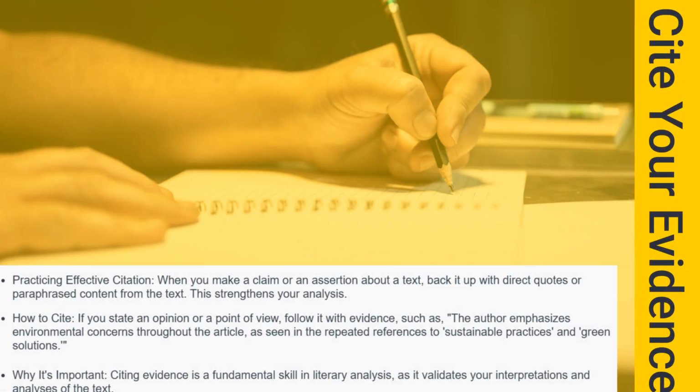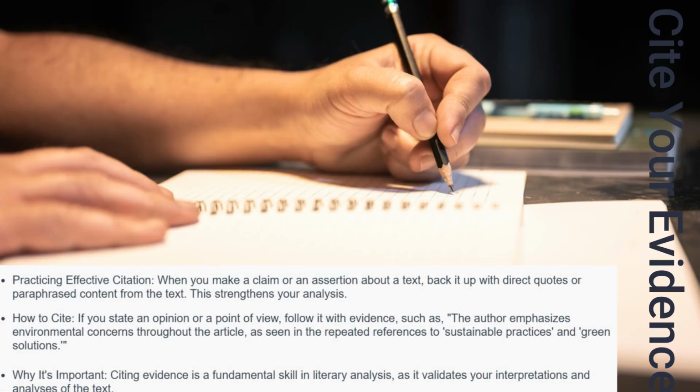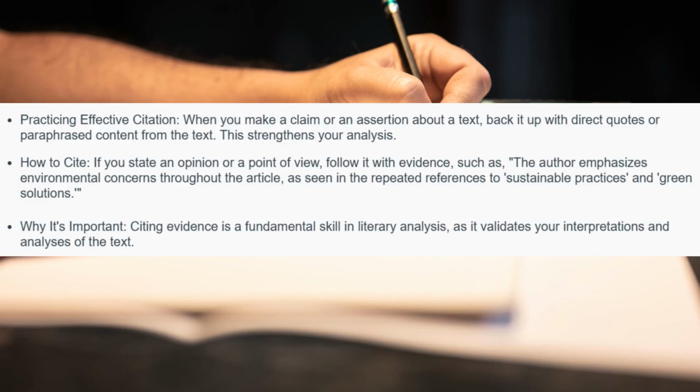And when you find a clue, explicit or implicit, what do you do? You cite your evidence. You can't just say, the author seems biased. You have to prove it. You say the author's bias is evident in their repeated use of words like unfortunate and disastrous to describe the policy. See? You've backed it up. That's how you build a rock-solid analysis.